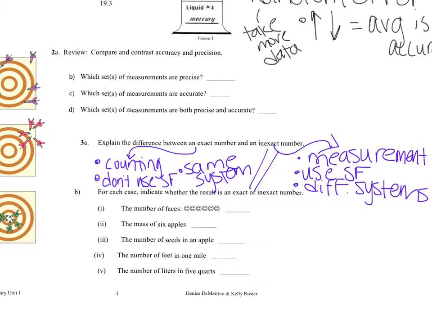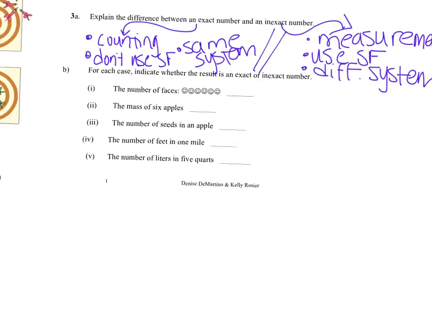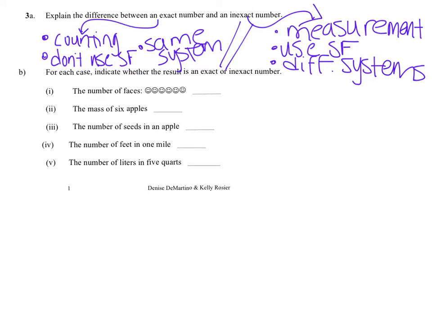so with that in mind, when we look down at these, they are straight from the summer assignment again. Let's just review them real quick. Number of faces, what is that? Exact. Good. Mass of 6 apples. Inexact. Okay. Number of seeds. Exact. That's counting. So if I cut an apple in half, I can count the things.